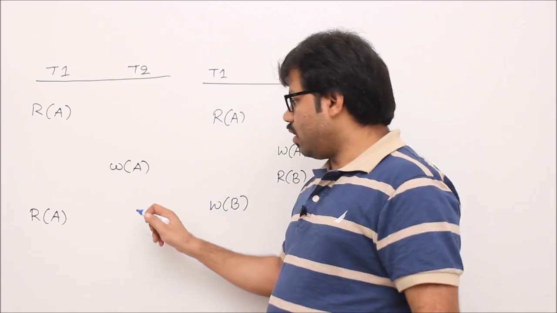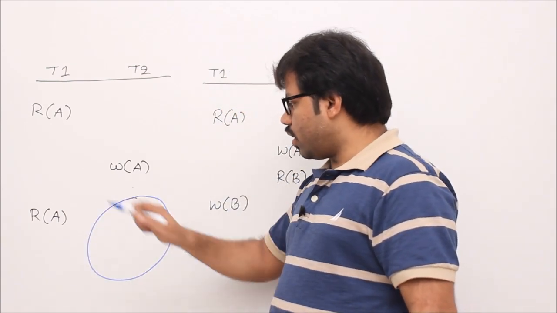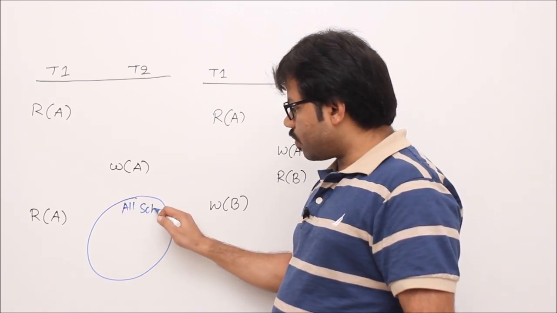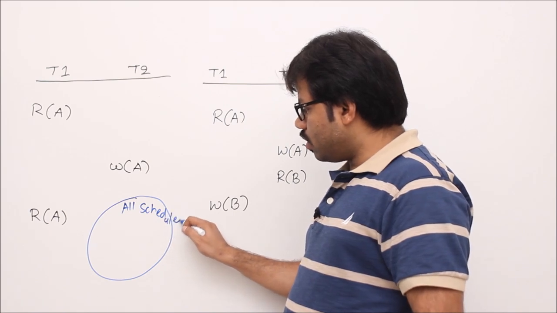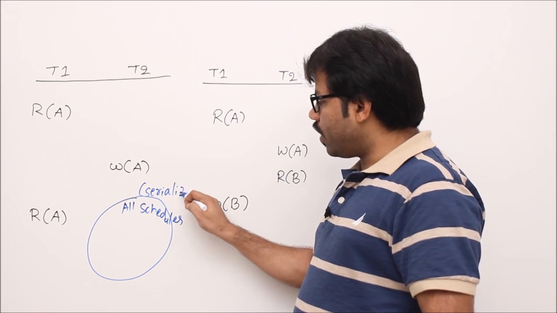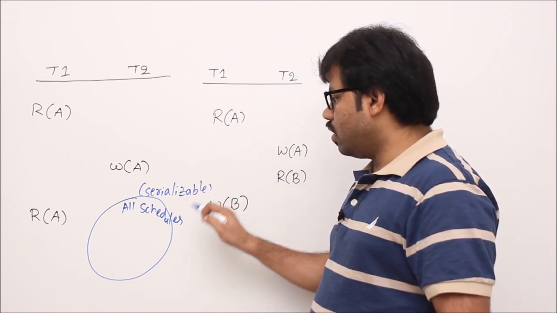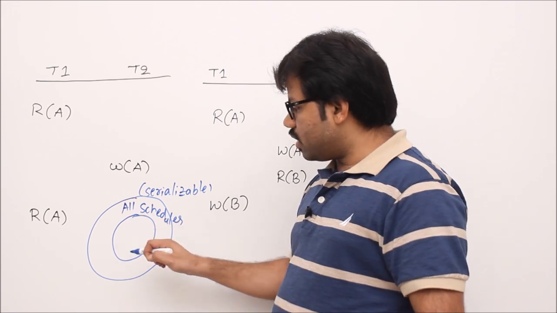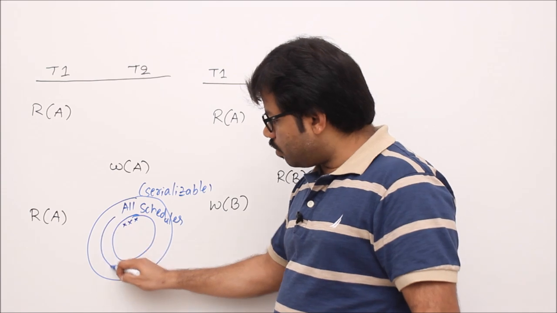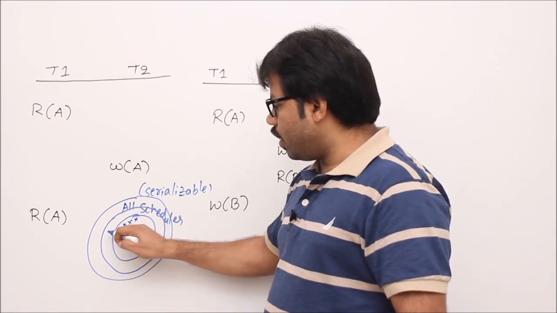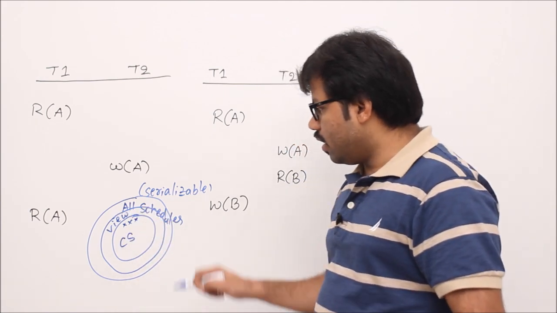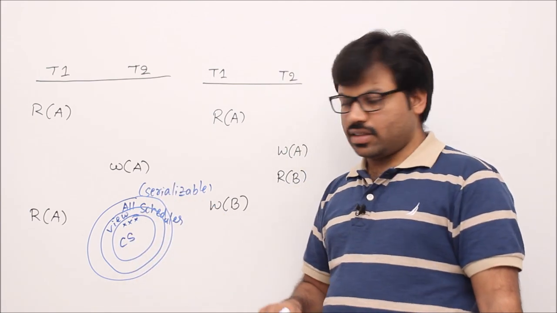But you remember one thing. I already told you, these are all possible schedules which are serializable. That means they can have the same effect as serial schedules. But your conflict mechanism was able to find out only a few, and your view serializable mechanism is also going to find out a few. So view and conflict serializability I can show using a Venn diagram like this.